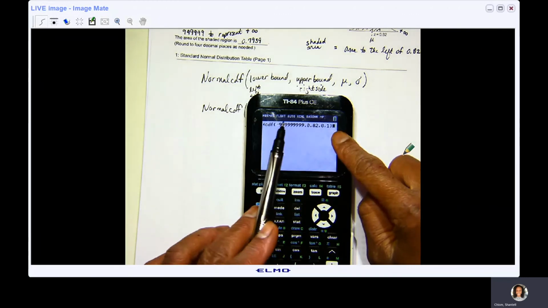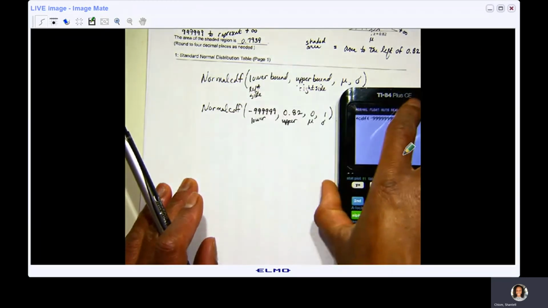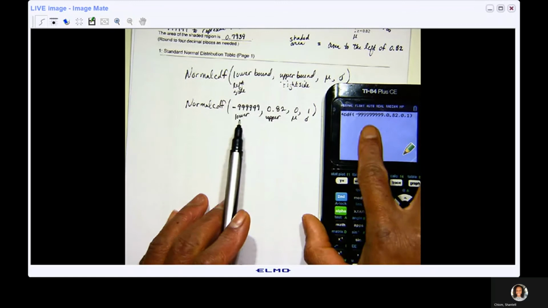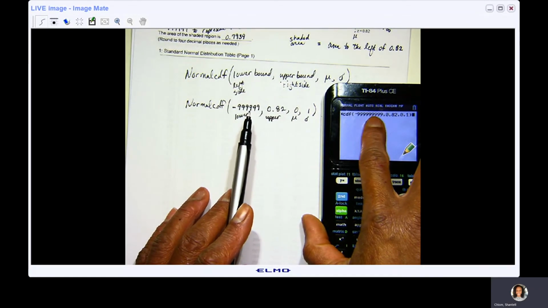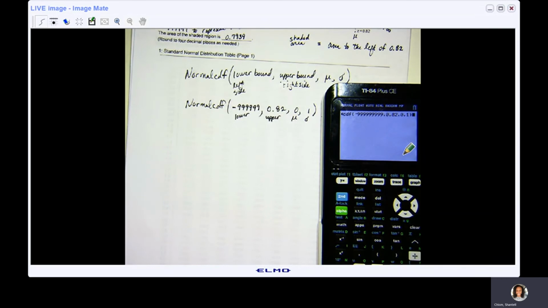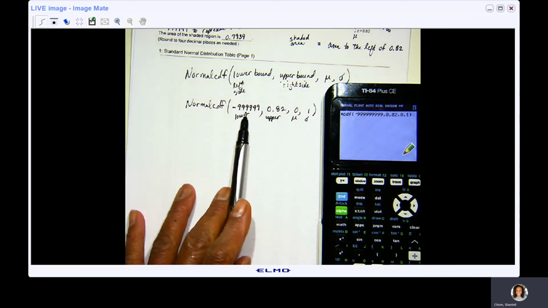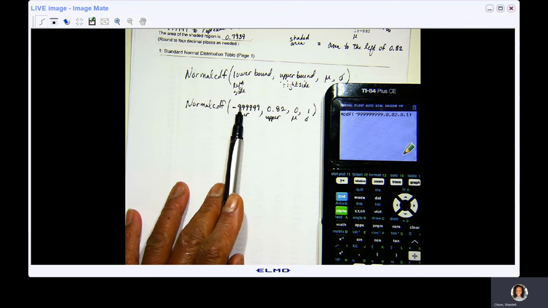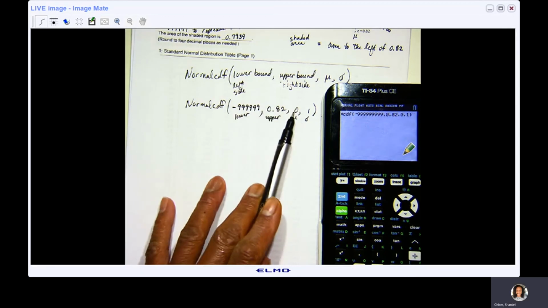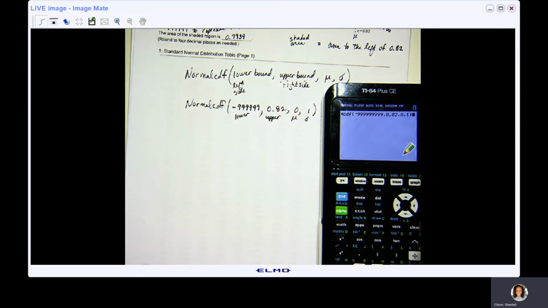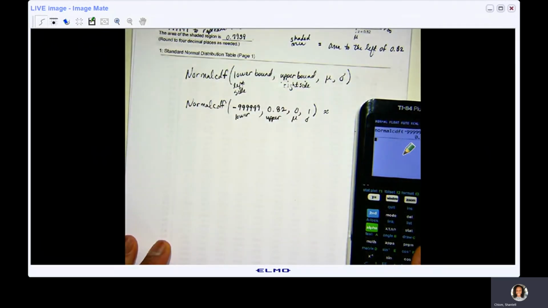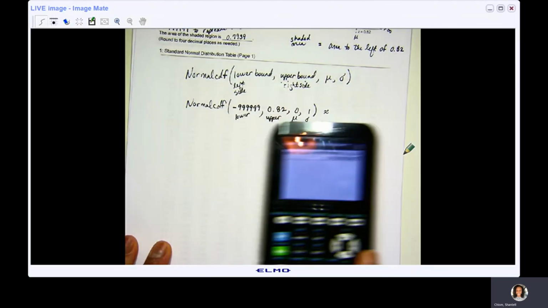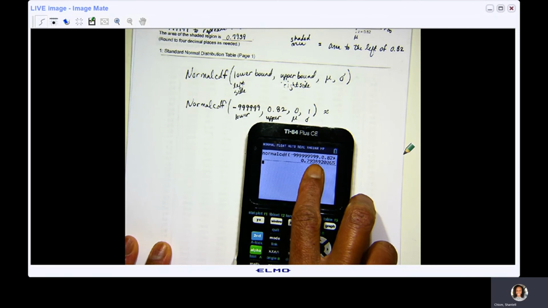And lo and behold, the calculator looks exactly like what I wrote down. Now I've got a few more 9s, but I didn't have to have that many. I just kept typing because it was there. But this represents negative infinity. Your lower bound, this is your upper bound, then your mean and your deviation. And now we're going to press enter. And we get, rounding this to 4 decimals, 0.7939.